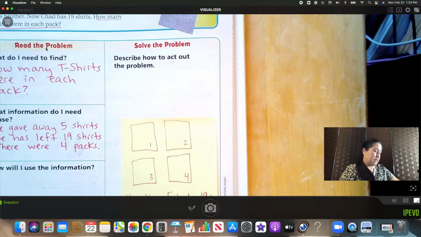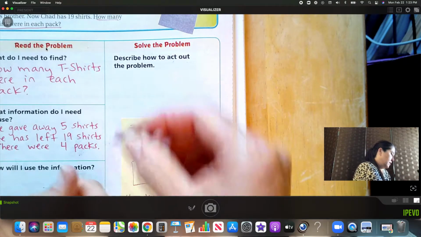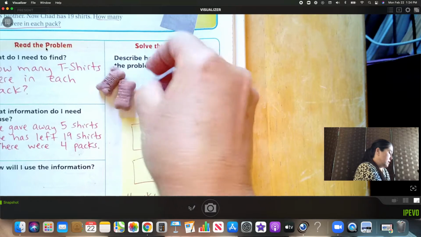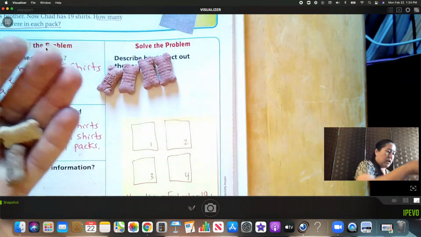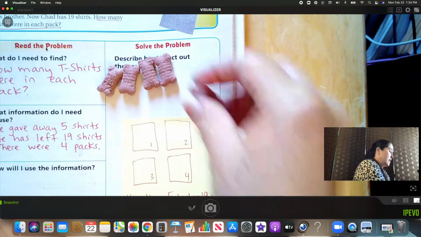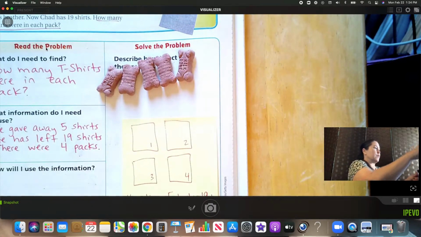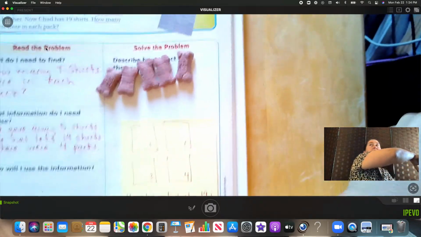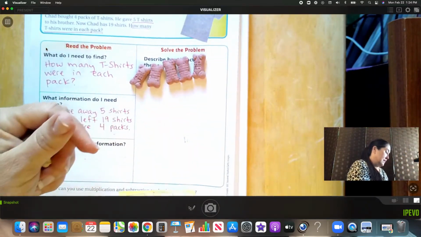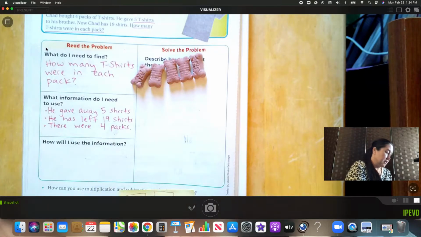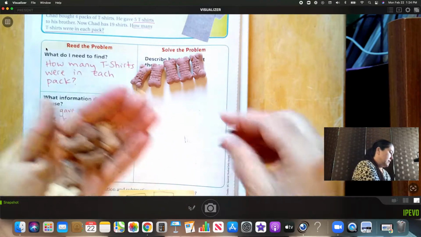I'm going to first get the 5 shirts that he gave away. Okay, so here's my 1, 2, 3, 4, 5 shirts that he gave away. So he gave away those 5 shirts, yeah? And he's going to have 19 shirts left. So let's go ahead and count out his 19.